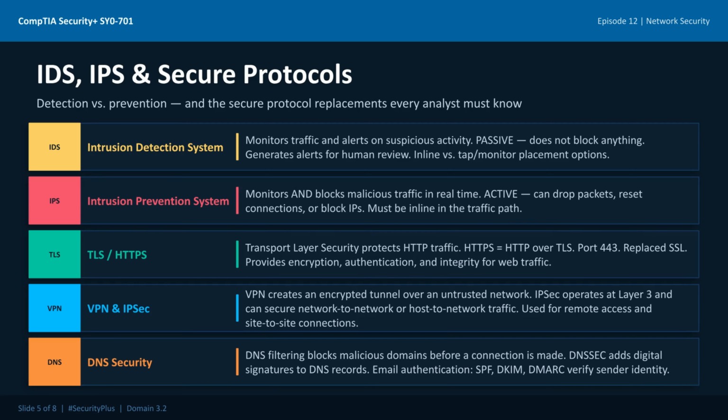IDS is passive, monitoring and alerting on suspicious activity. IPS is active, blocking malicious traffic in real time, and must be placed in line. TLS encrypts web traffic, replacing SSL. IPsec secures network traffic at layer 3. DNS security utilizes filtering and DNSSEC to prevent malicious lookups.